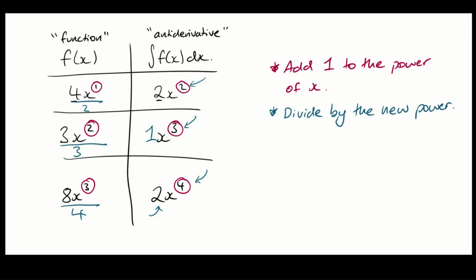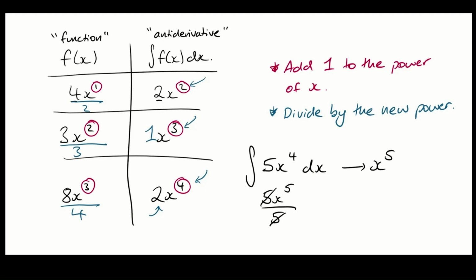Okay, so let's do an example. Let's say we're asked to find the antiderivative of 5x to the power of 4 with respect to the variable x. What do we do? We add 1 to the power to give us our new power. So 5x, we add 1 to 4, so we get 5x to the power of 5. And then we divide by our new power, 5. These 5s cancel out, and we're left with x to the power of 5 as our antiderivative of 5x to the power of 4.